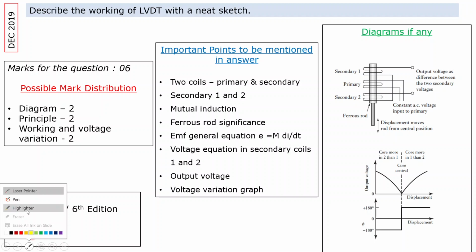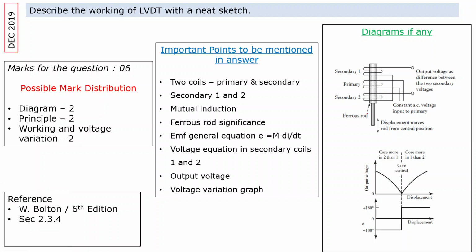If we are inserting this particular ferrous rod here, initially the position is in this particular part. If the ferrous rod is at secondary 2, what happens is that the voltage from secondary 2 will be at the maximum.